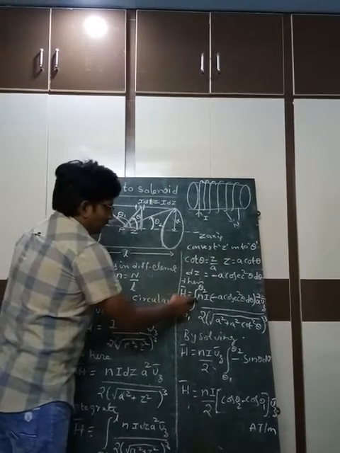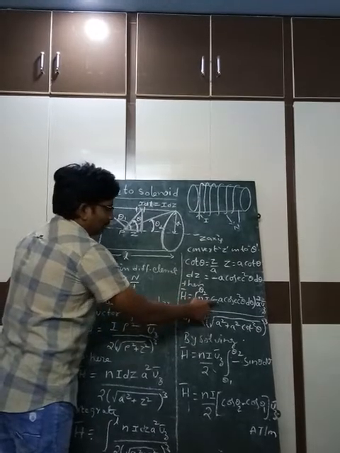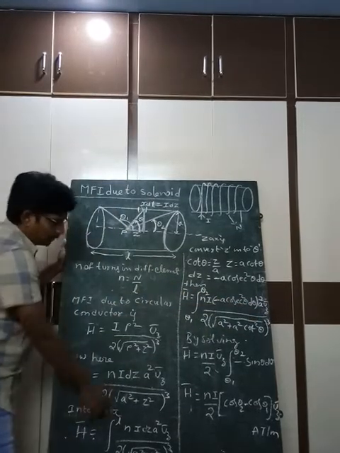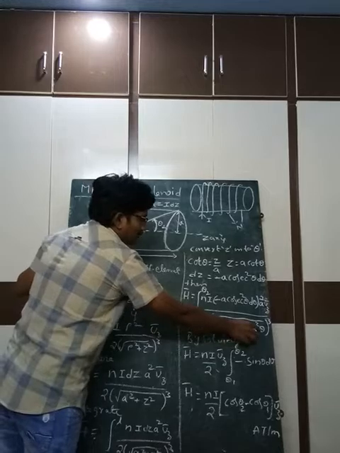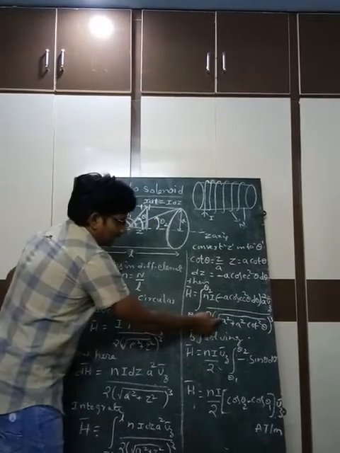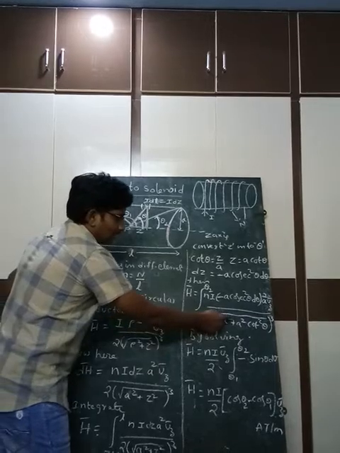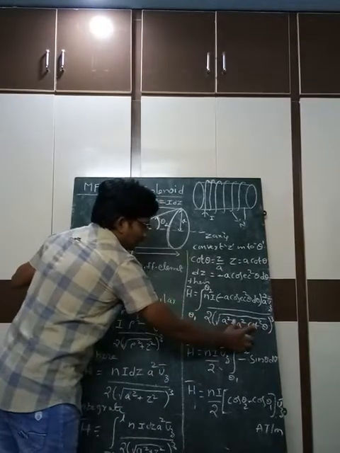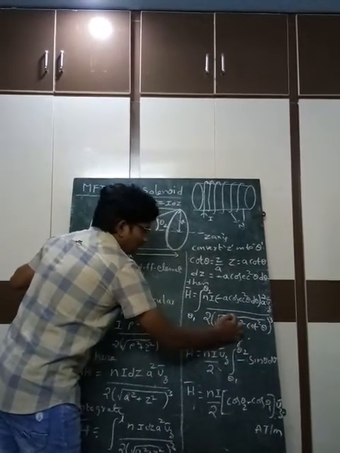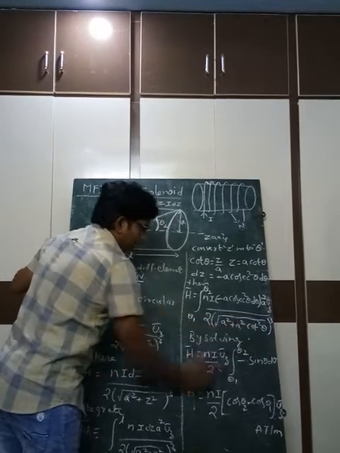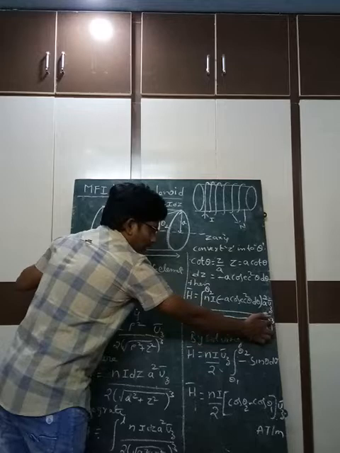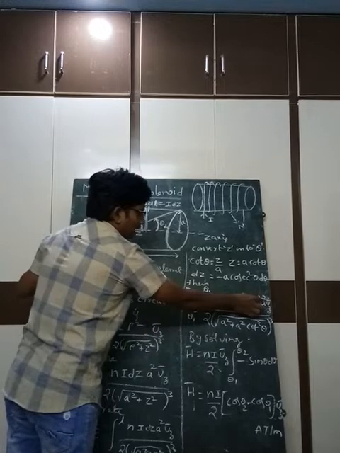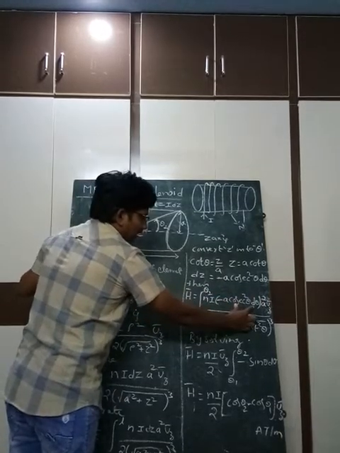So H bar is equal to the integral from theta 1 to theta 2 of n I into minus a cosecant square theta d theta, a square uz bar divided by 2 into root of (a square plus a square cot square theta) whole cube. If you take a square common in the denominator, we get a square into (1 plus cot square theta), and we know that 1 plus cot square theta means cosecant square theta. So in the denominator we have root of a square cosecant square theta, so the square root cancels, and we get a cosecant theta whole cube, that means a cube cosecant cube theta. And in the numerator we have a into a square, that means a cube, and cosecant square theta.